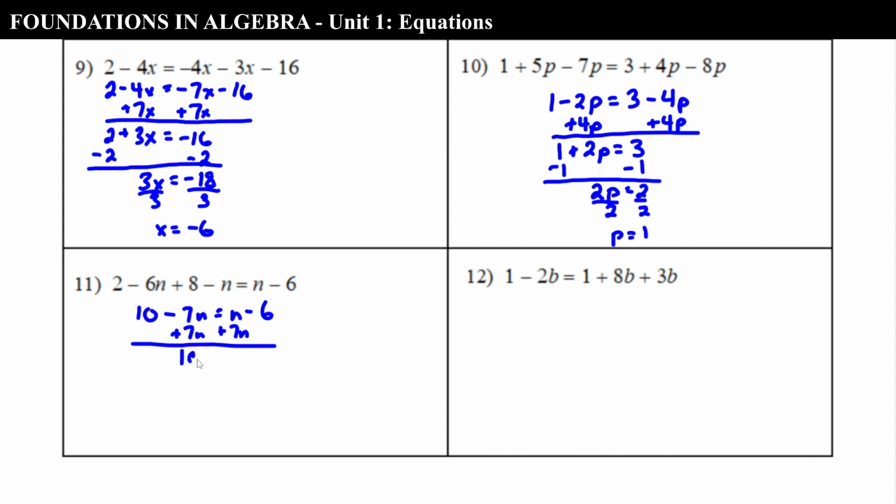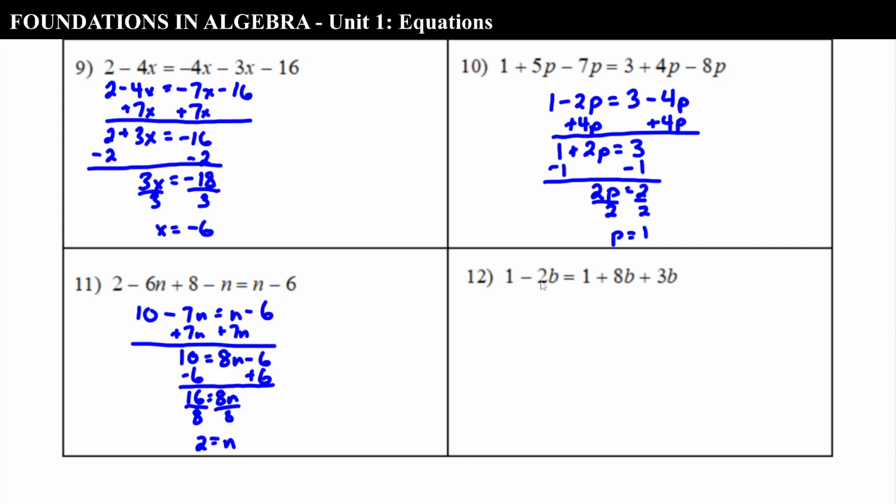And that's going to give us 8n minus 6 on the right-hand side. And then we'll add 6. And that's going to give us 16 equals 8n. And then dividing by 8, we end up with 2 equals n.